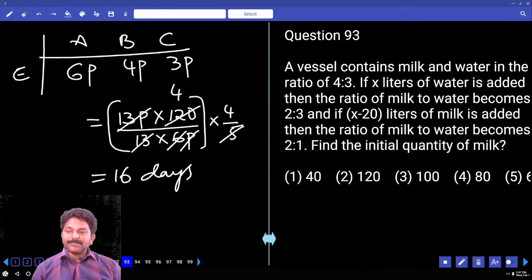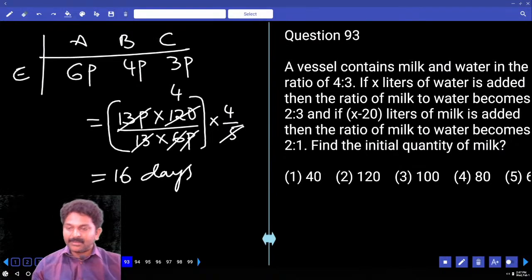A vessel contains milk and water in the ratio 4:3. If x liters of water is added, then the ratio of milk to water becomes 2:3. If x minus 20 liters of milk is added, then the ratio of milk and water becomes 2:1. Find the initial quantity of milk. Initial quantity of milk. Okay, right.